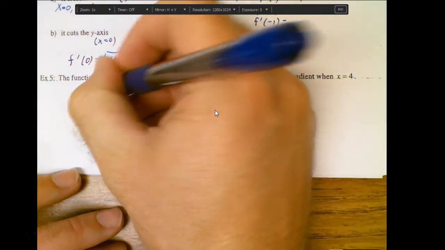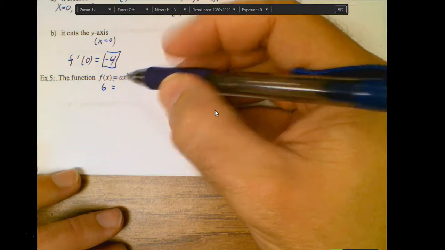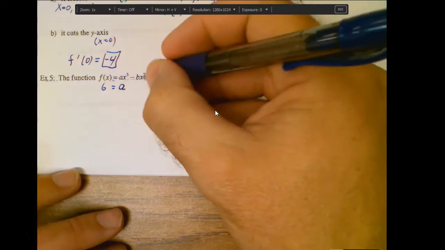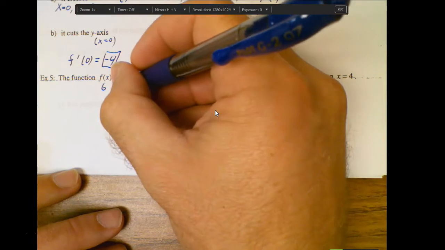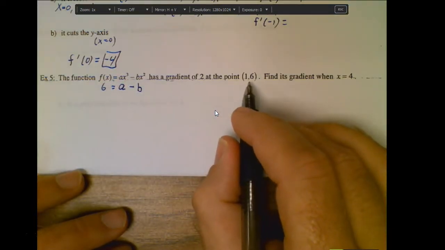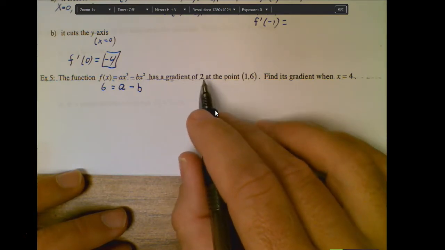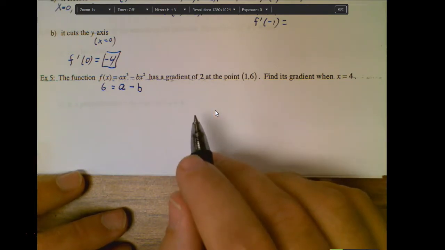If I plug in a 1 for x, 1 to the third is 1, 1 times a is a. If I plug in a 1 right here, 1 squared is 1, times b is b. So here's one equation I can get right off the bat by subbing in this for x and y. The second equation is that the derivative is 2. So the gradient is 2. That means the derivative is 2.